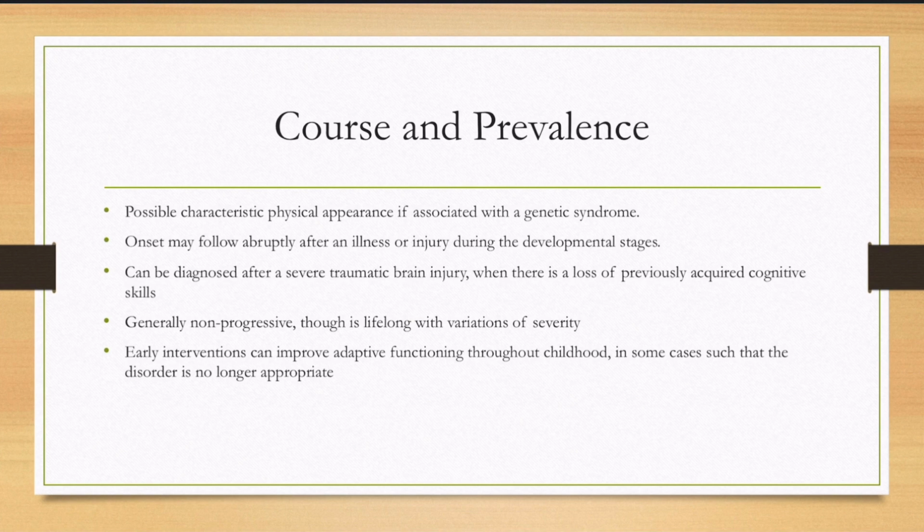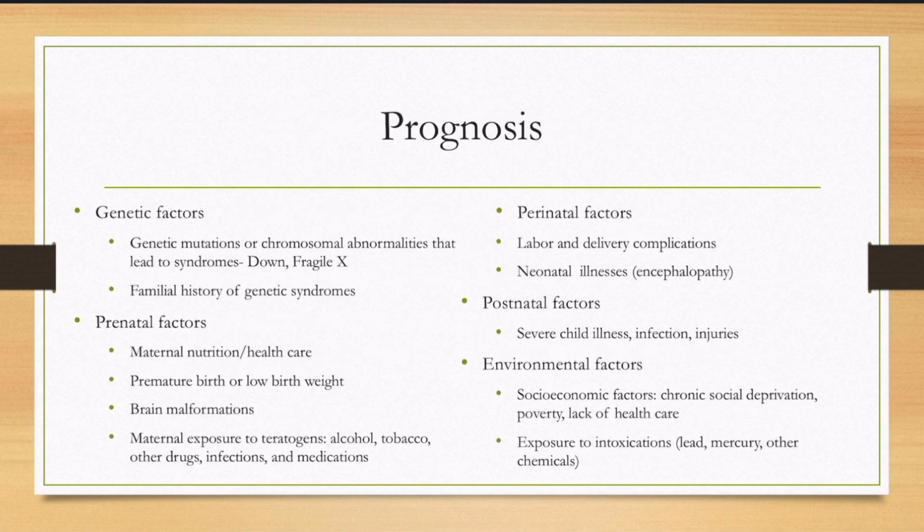This could be something like meningitis, a traumatic brain injury, etc. And for individuals who have a genetic syndrome, like Down syndrome, you may actually see physical characteristics in appearance that are associated. But this is not solely a result of the intellectual developmental disorder. So as I mentioned, Down syndrome and other genetic mutations or chromosomal abnormalities can contribute to a high predisposition for the disorder, as well as any family history of genetic syndromes. In addition to that, there are things to consider during pregnancy, such as maternal nutrition and healthcare or exposure to any substances like alcohol, drugs, infections, and even some harmful medications.